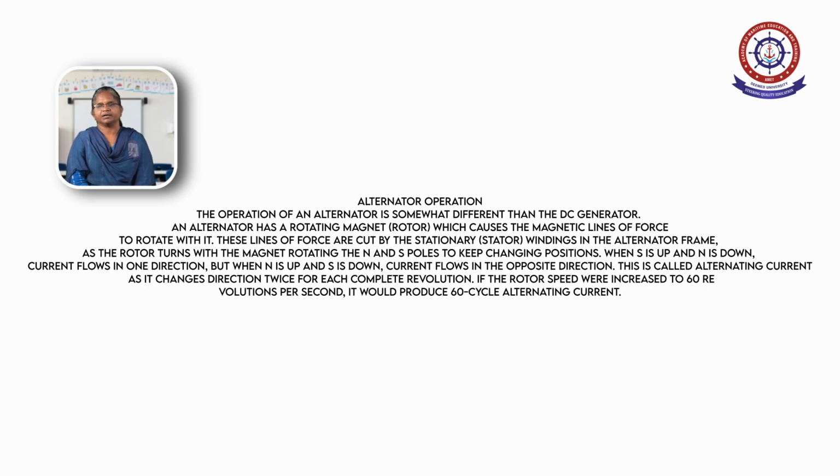Now we discuss alternator operation. The alternator has a rotating magnetic field which causes the magnetic lines of force to rotate. The lines of force are cut by the armature conductors, which are stationary. So EMF is generated. Here the rotor speed is 60 revolutions per second in the ship electrical system, and the polarity and the current direction are decided by the pole directions.